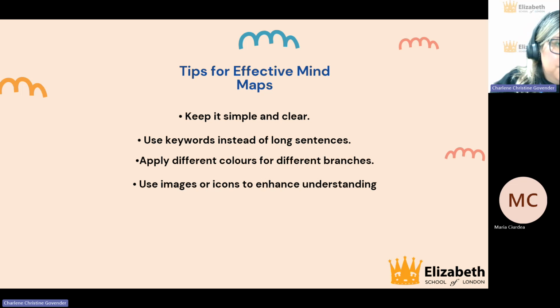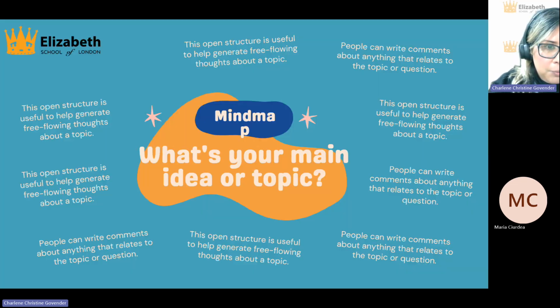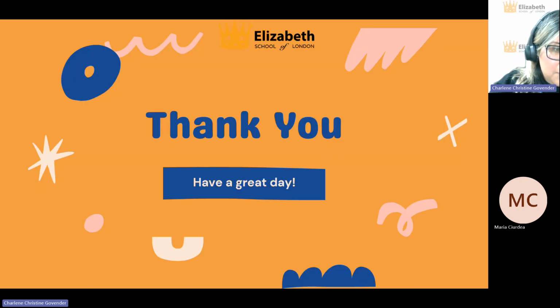And definitely use different colors for different branches. Did you find the different colors were helpful in understanding the information? Yes. Okay. And if you can, use images or icons depending on your time and how you'd like your mind map to work. If you don't want to use lines, you can do a mind map like this, where it's just very free flowing. Again, that's up to you.